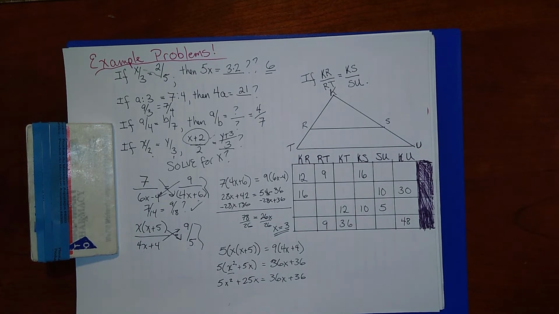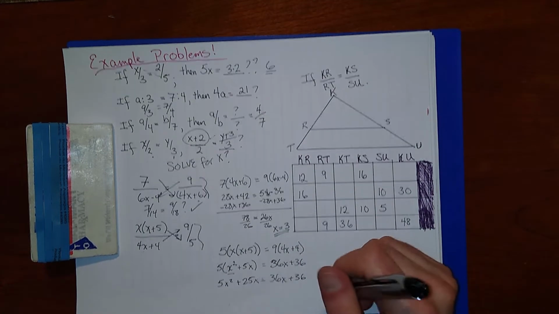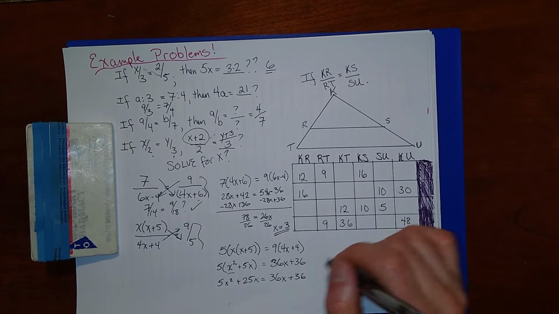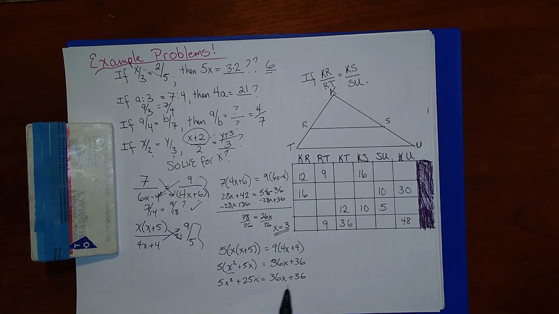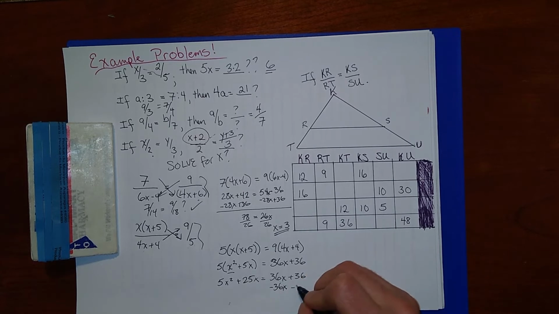Now again, to solve a quadratic, we can either use the quadratic formula or we can try to factor it. But in both cases, we're going to need everything over on the same side and everything set equal to 0. So I'm going to want to move both of these terms.